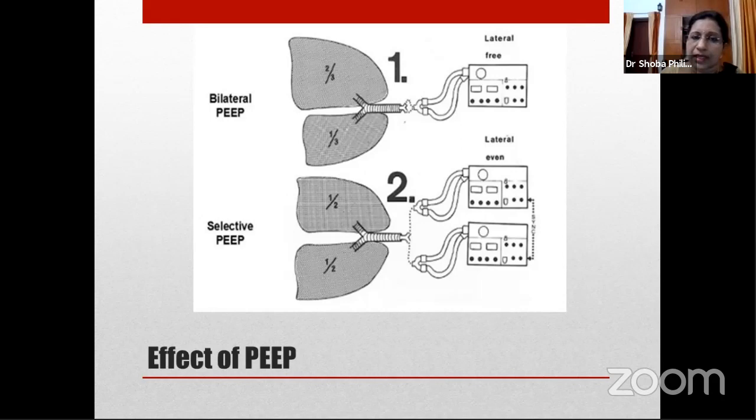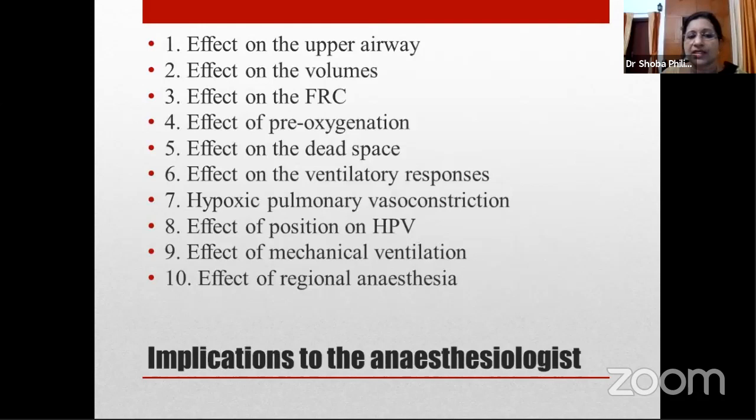So what are the implications for the anesthesiologist? We should know the effect of our anesthesia on the upper airway, on all the volumes of the lung, on the FRC, on pre-oxygenation, on the dead space, on the ventilatory responses, on hypoxic pulmonary vasoconstriction, the effect of position, the effect of mechanical ventilation, and regional anesthesia. All these things should go through our mind when we try to optimize oxygenation in the patient. What happens in the upper airway when you give anesthesia? There is loss of muscle tone and loss of reflexes. So on the whole, there is a decrease in ventilation.